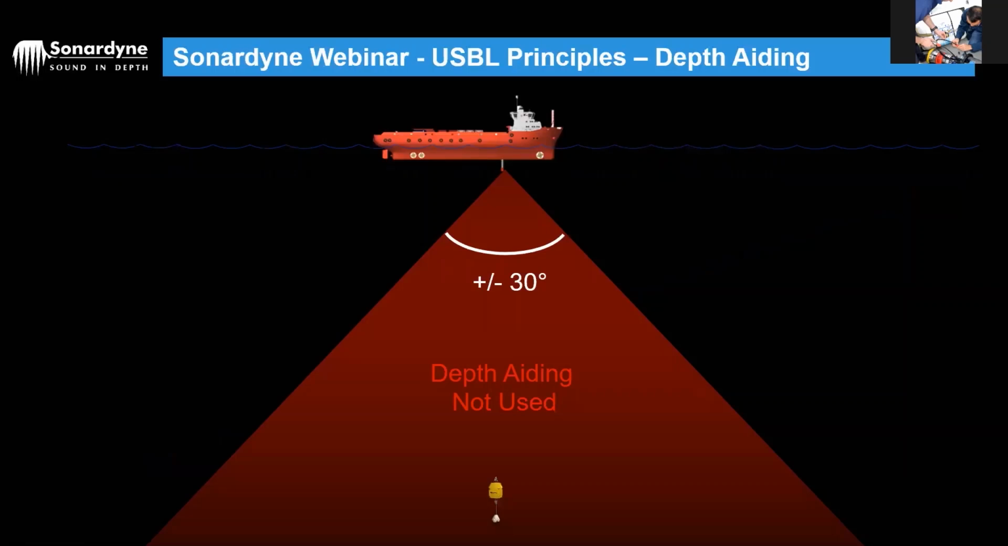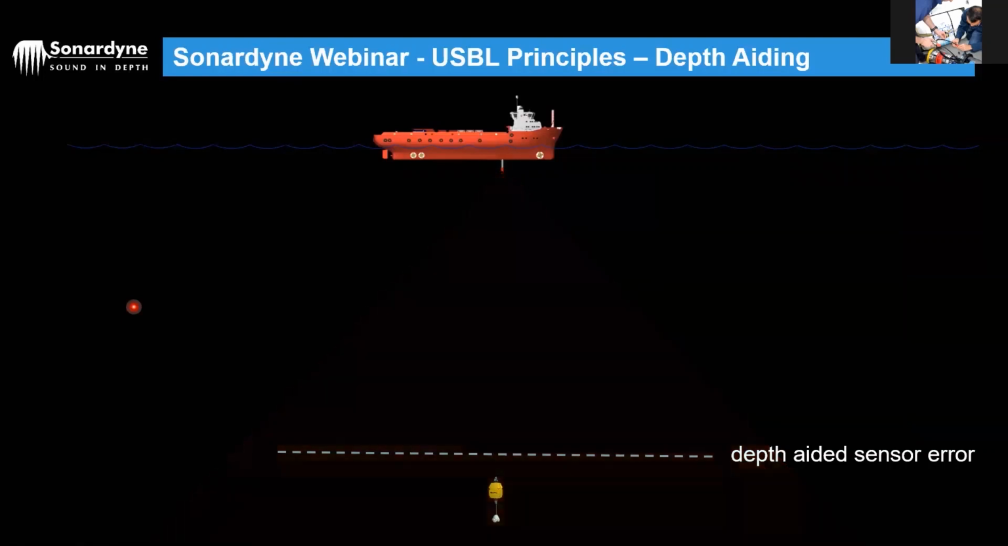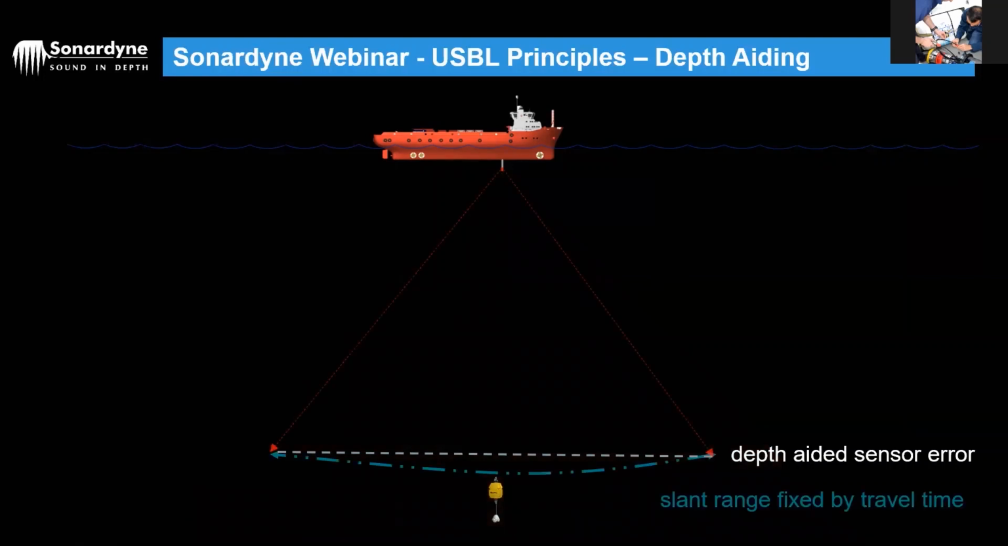There is a time and a place to use depth aiding and not to use depth aiding. Basically, if you imagine a straight line down to the seabed from your transceiver, 30 degrees either side of that is the place to not use depth aiding. So depth aiding is only used outside of that 60-degree cone, or plus or minus 30 degrees. And the reason for that is depth sensors are not the most accurate things in the world. There's usually an error between the depth sensor and the acoustic range that we're measuring, a highly precise acoustic range.